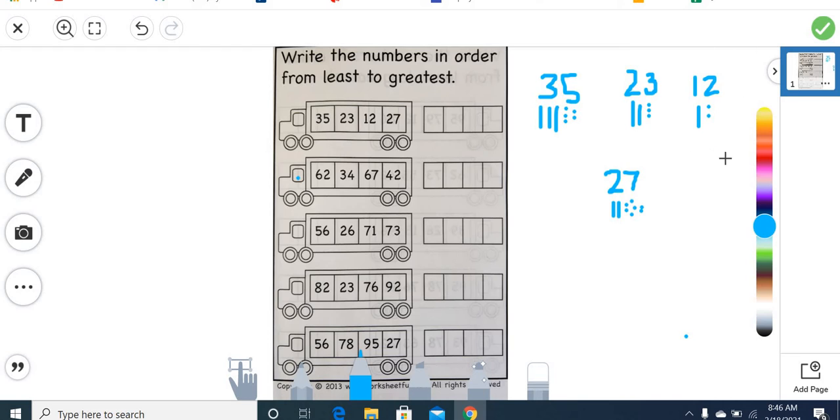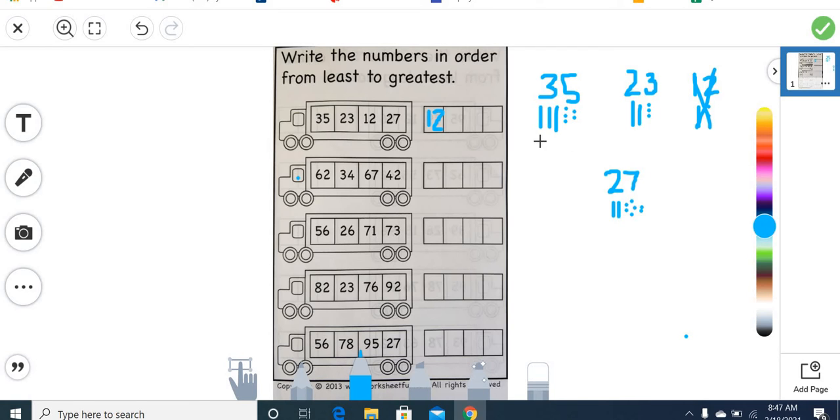So right away, I know that number 12 is going to be my least number, right? I'm going to write number 12 first because it is the smallest. So I'm going to write number 12 right here. Okay, I'm going to mark him out because that's helpful for me. Now I have 35, 23, and 27.